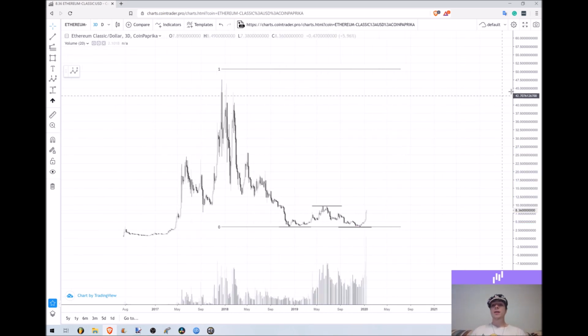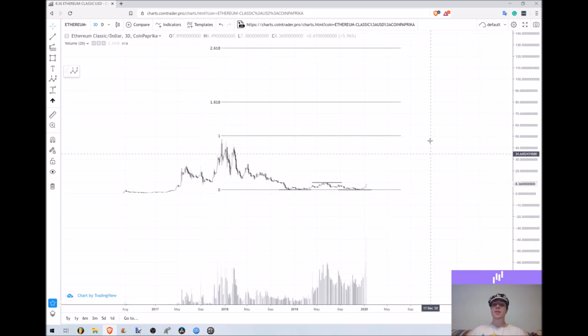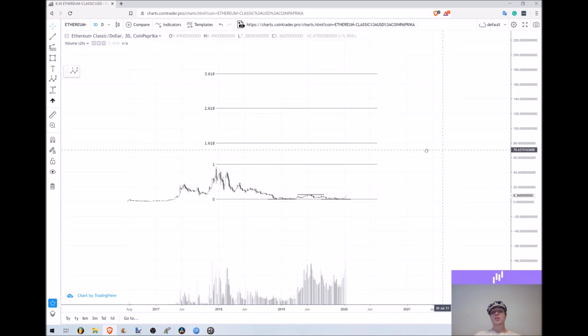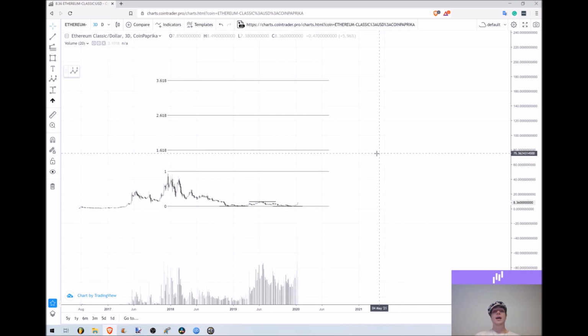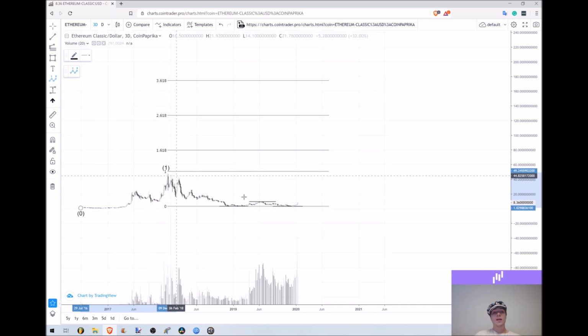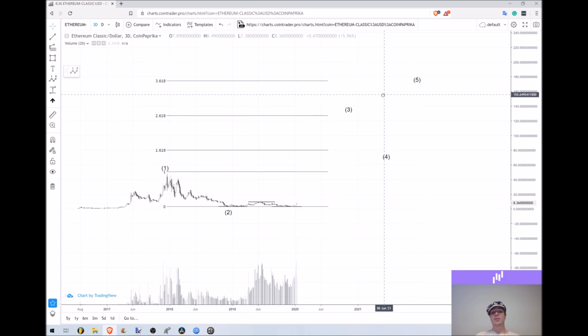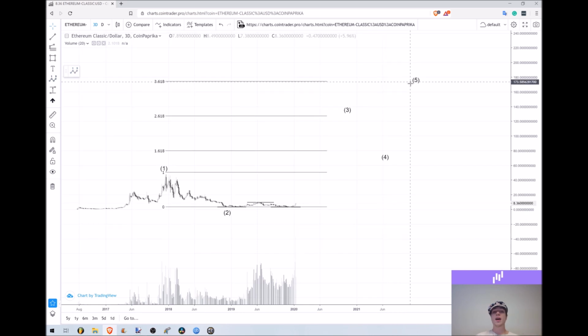But overall, I'm expecting us in the longer term, and this is where I get my price targets from, to reach the 3618. And really the reason for this is because in the big picture, we're seeing a 1, 2, 3, 4, 5 Elliott wave structure. So I'm expecting our final 5th wave to take us up to that 3618, and that is $174, $175, that kind of range per Ethereum Classic.